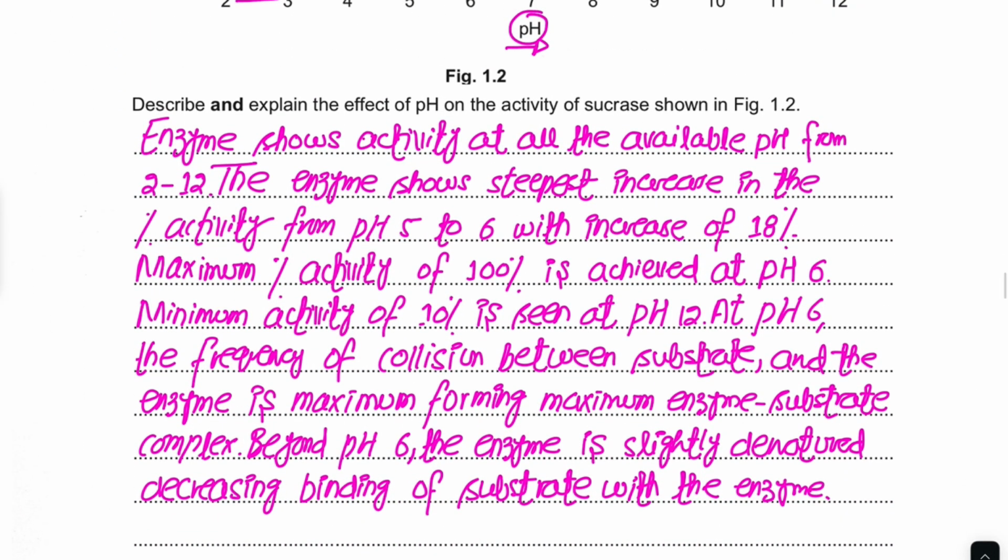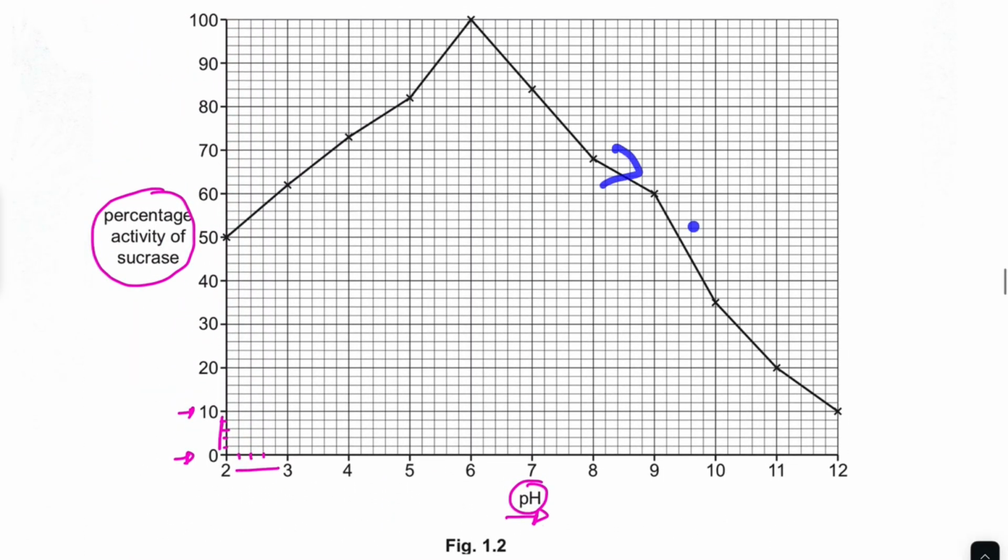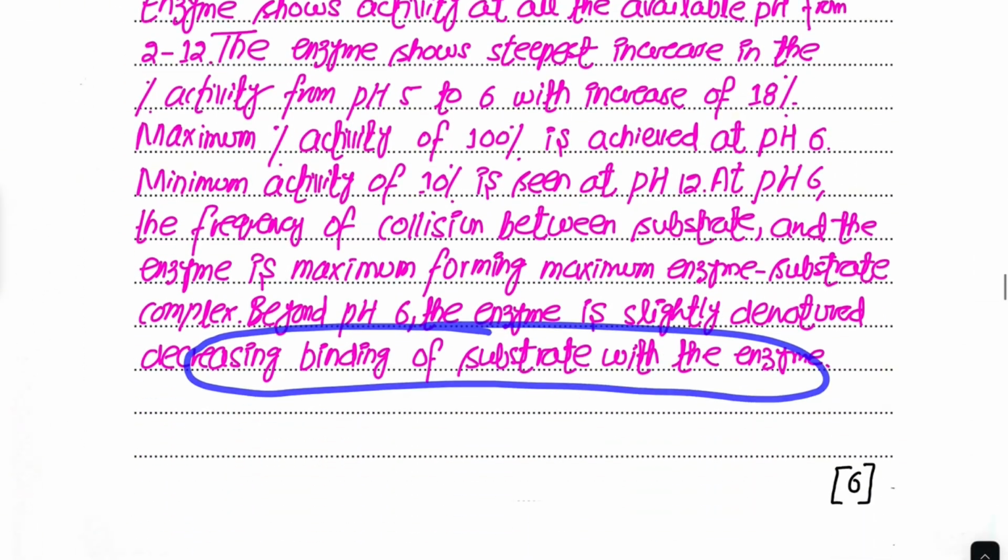And if I go toward the explanation point, I have written in context of 6 that here the frequency of the collision between the substrate and the enzyme was maximum, and we have made maximum enzyme substrate complex. And beyond 6, the enzyme is slightly denatured, not completely denatured, and the binding of the substrate with the enzyme is decreasing, and that is why the graph is going downward.